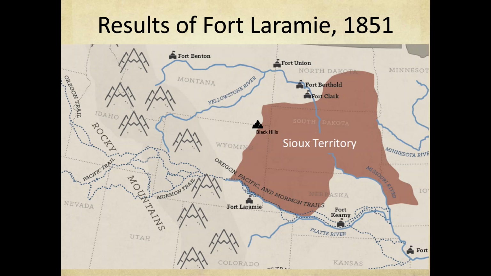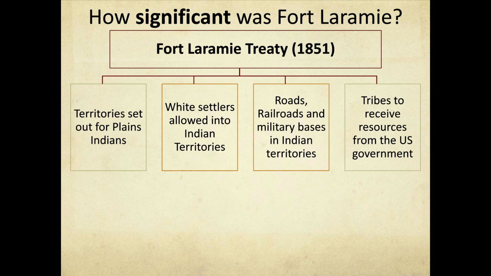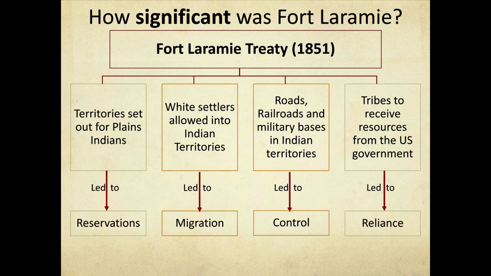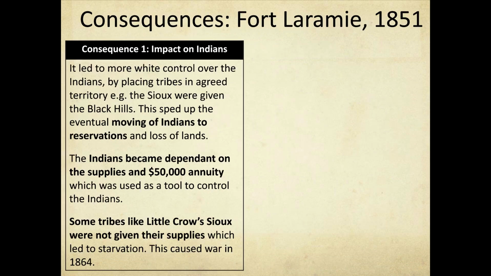Lots of army forts full of soldiers all over the place, which would help to control the Indians. How significant was Laramie? Territories were set out for the Plains Indians, so they can't just drift around anymore, they're told where they've got to be. White settlers were allowed into Indian territory. Roads, railroads, and military bases were set up in Indian territories. Tribes received resources from the government. It led to reservations, migration for the whites, control, and reliance. They relied on the whites.